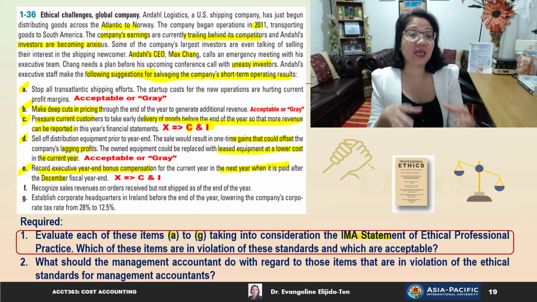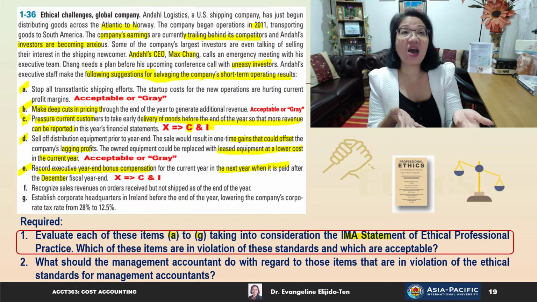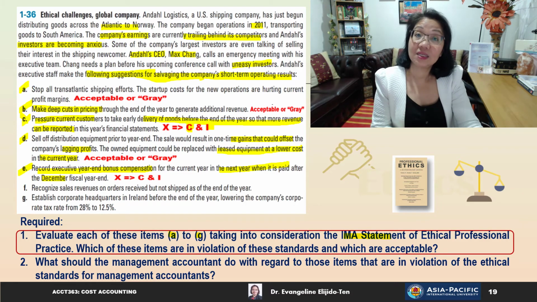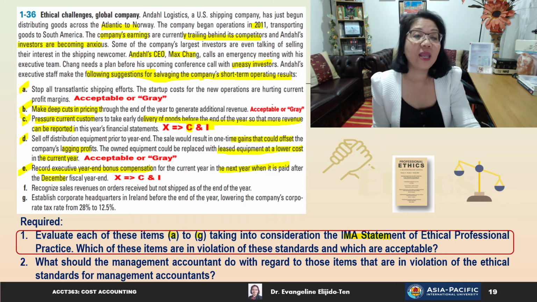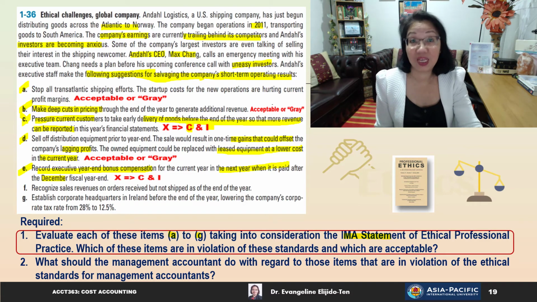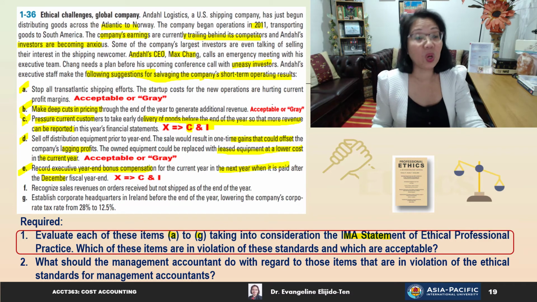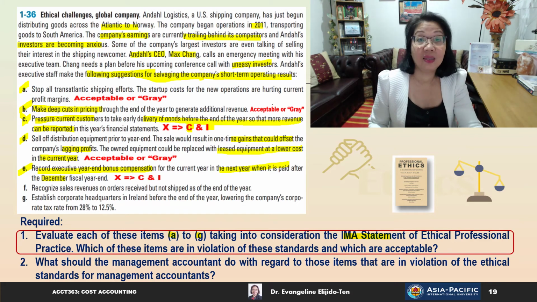When you record executive year-end bonus compensation next year, it's actually in violation of GAAP, the generally accepted accounting practice, because GAAP requires that expenses be recorded or accrued when incurred, not when paid by cash. So the generally accepted accounting practice is accrual accounting, not cash basis accounting. Therefore, failure to record the executive's year-end bonus would violate IMA standards of credibility and integrity.